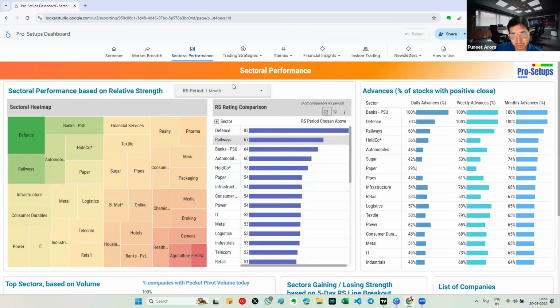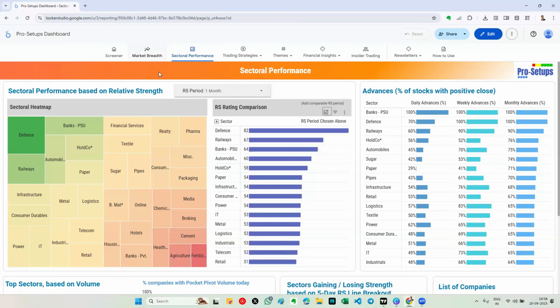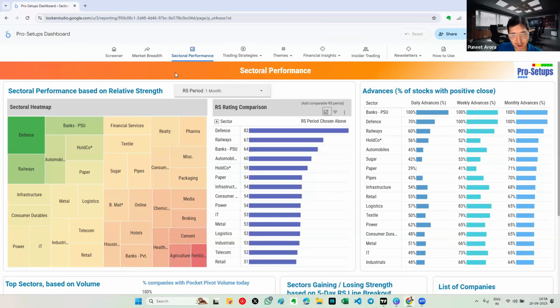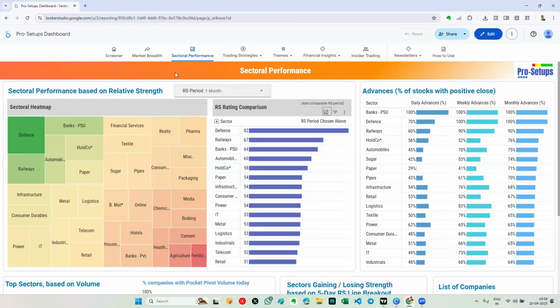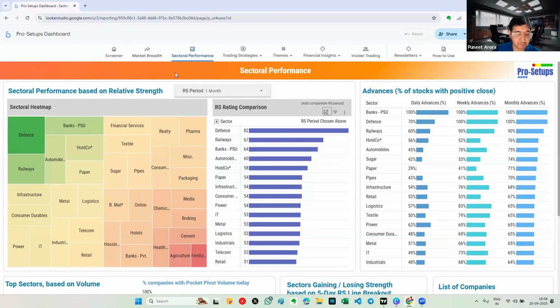Are you getting me? So if you trade pullbacks, instead of high weekly RS, look for high RS on the quarterly or monthly basis. But if you want to consider sectors which can rise pretty fast from here, in those cases you must see weekly RS getting strong when the monthly RS is not that strong.